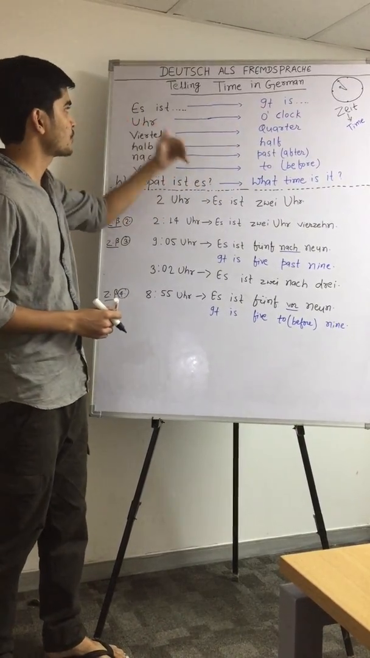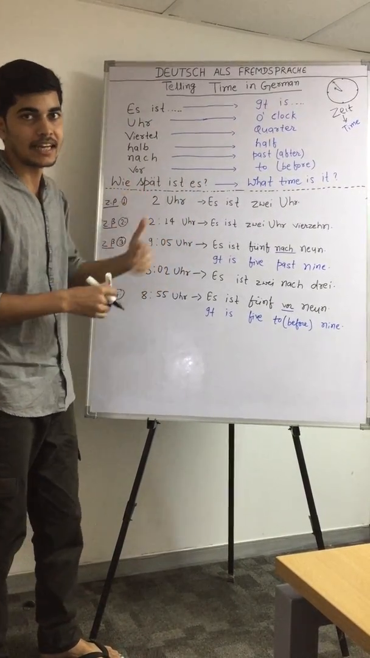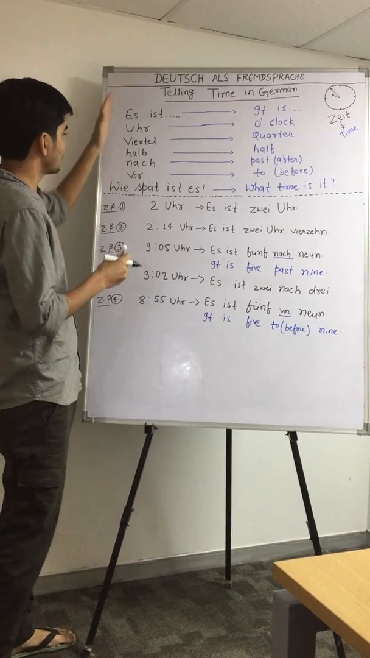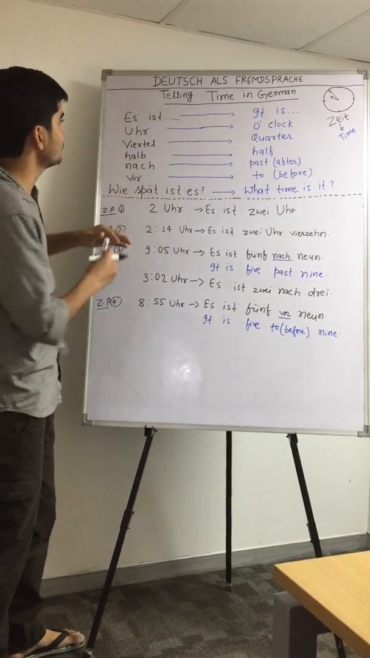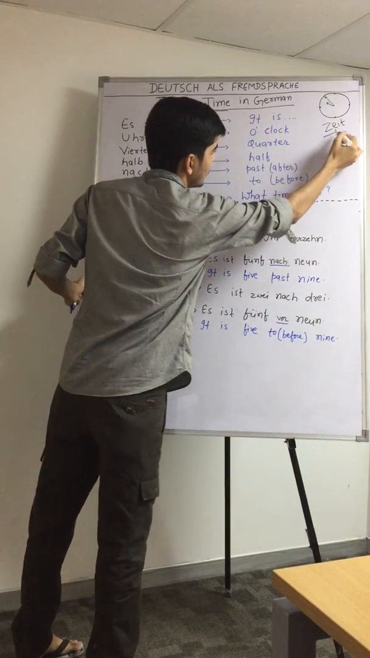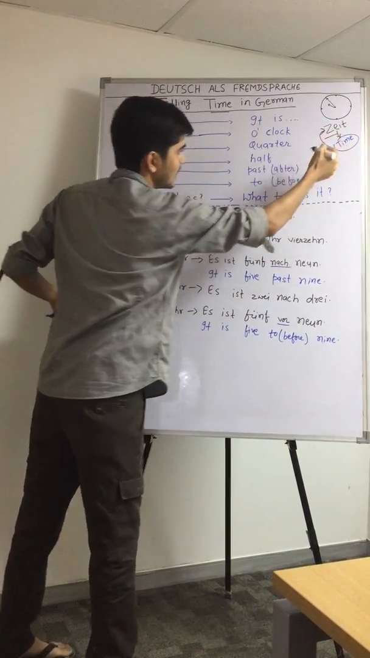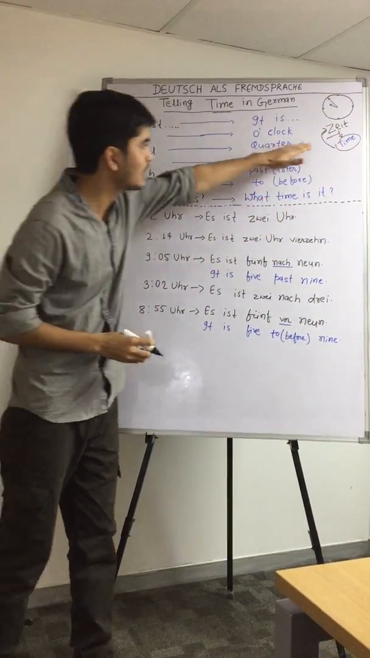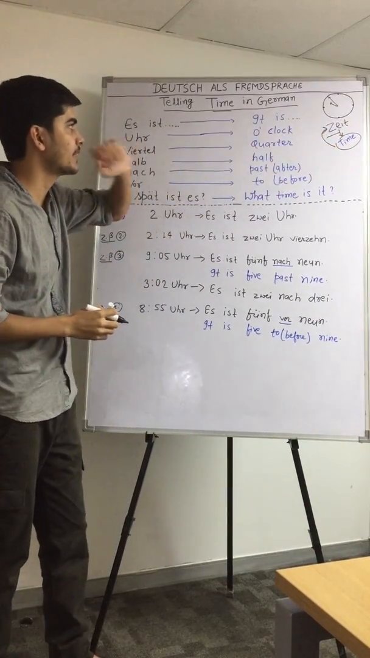So today I want to show you the different ways of telling time in German. These are the keywords of telling time. Time in German is Zeit. Zeit means time. Zeit bedeutet time.